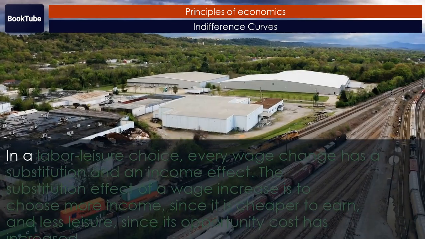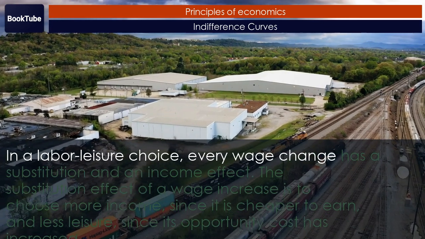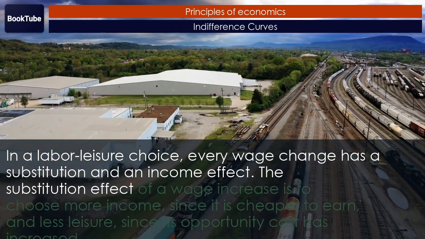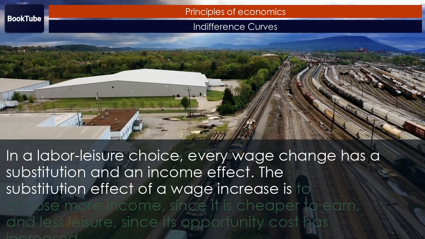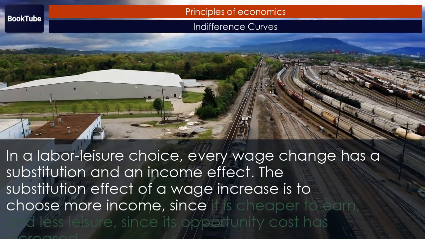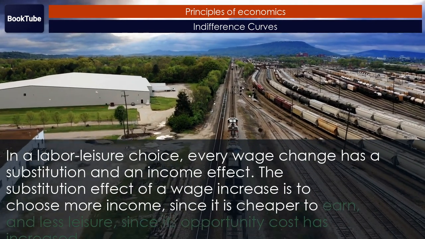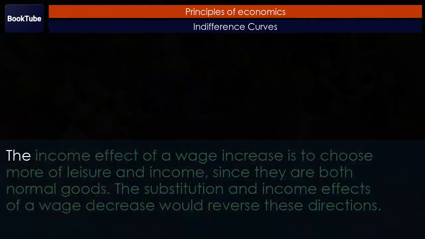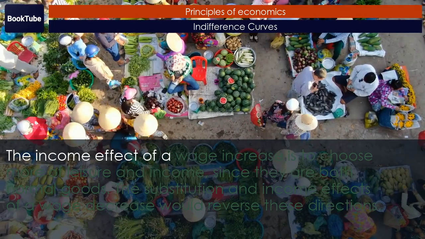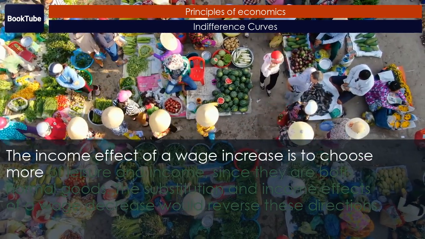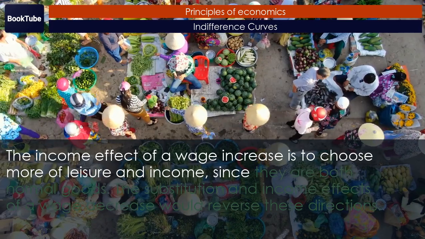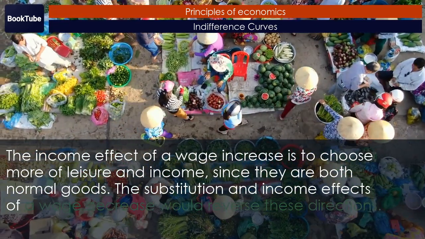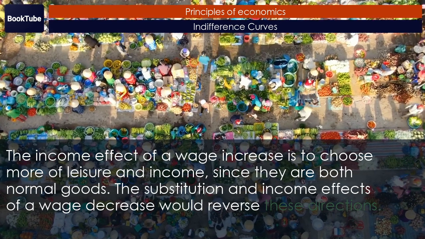In a labor-leisure choice, every wage change has a substitution and an income effect. The substitution effect of a wage increase is to choose more income, since it is cheaper to earn, and less leisure, since its opportunity cost has increased. The income effect of a wage increase is to choose more of leisure and income, since they are both normal goods. The substitution and income effects of a wage decrease would reverse these directions.